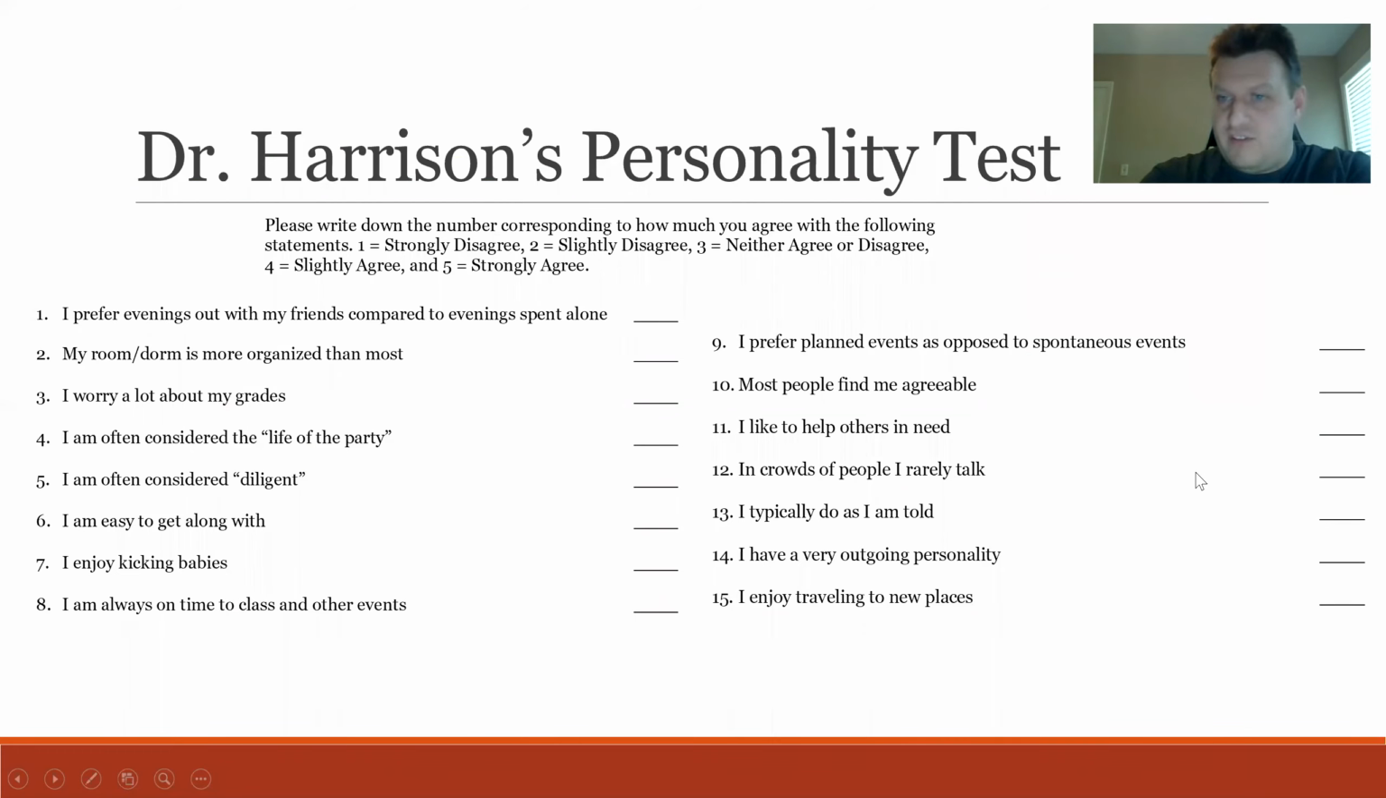Now, factor analysis does not tell you the names of what these personality traits are. It's up to you as the researcher. So what do you think we have here? It seems that we're measuring extroversion. It seems to be a trait measuring extroversion.